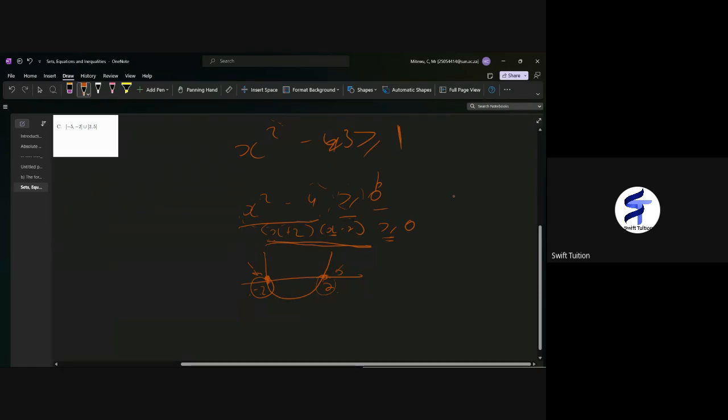Because when the graph is above the x-axis, x squared minus 4, which happens to be the y, right? So x squared minus 4 is basically just the y value. We say y is equal to x squared minus 4. So when we are greater than or equal to 0, that's when the graph is going to be above the x-axis. So we just observe when the graph is above the x-axis. That would be over here, and that would be over here.